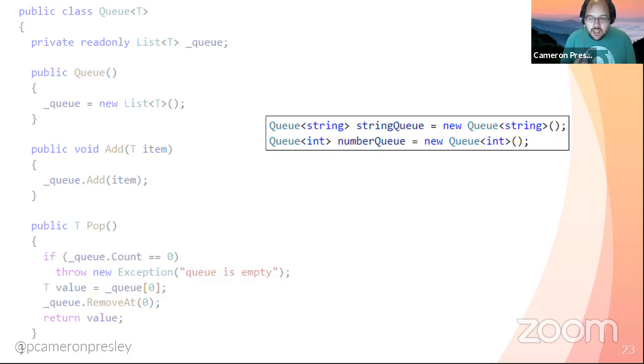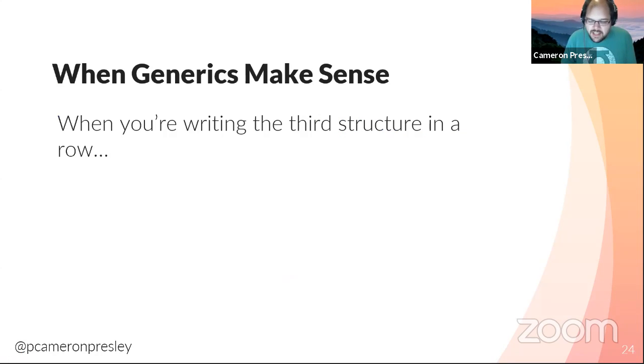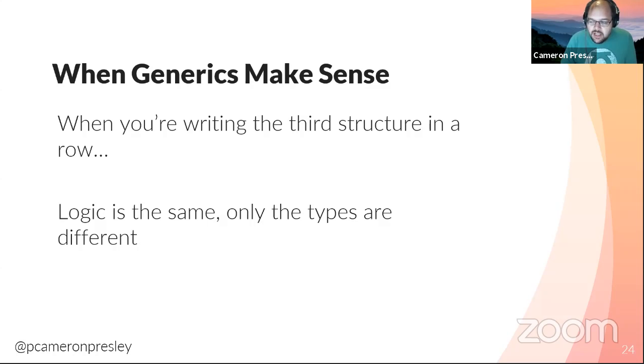So a good rule of thumb when you're working with generics and you don't know whether you need to use them or not is when you find yourself writing that third thing in a row that looks exactly the same, right? Whether that be a function, a class, or a method, you can use generics on that. The big thing to keep in mind is when the code looks exactly the same, but only the types are a little bit different.